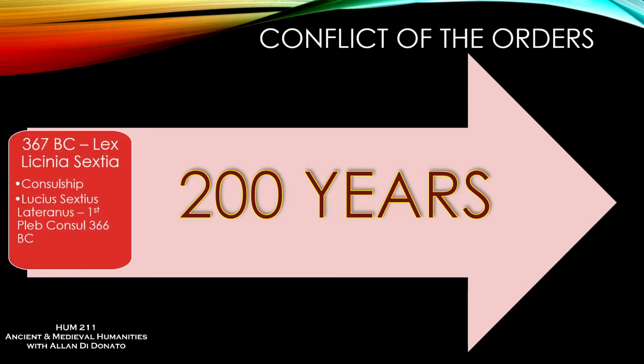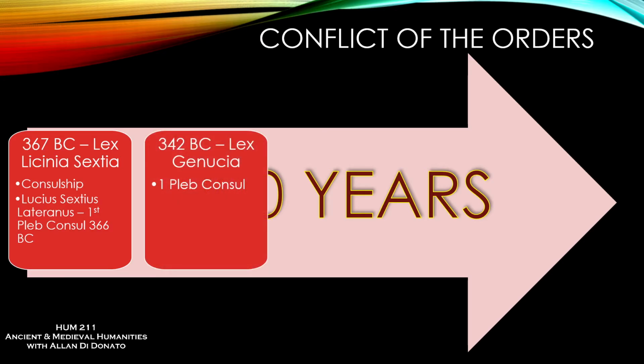And then the next stage, the lex Licinia Sextia, lex is the Latin word for law. 367, the consulship is finally opened to plebeians, and Lucius Sextius Lateranus is the first plebeian consul in the year 366, the very next year. Okay. By the time we get to 342, the lex Genucia law is passed, making it the case that one out of the two consuls needs to be plebeian.